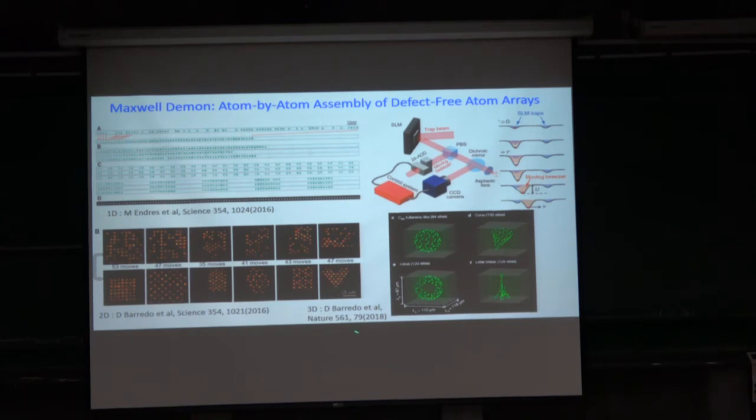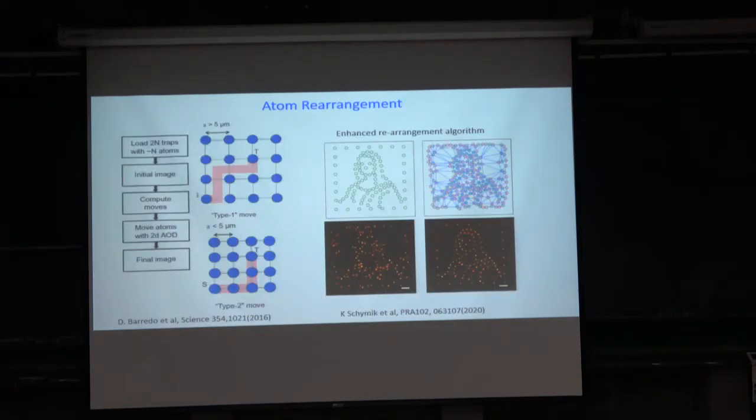And even people can use some kind of adjustable lens to trap 3D patterns like this Paris tower. Any kind of pattern you want, you can trap. And actually, this atom by atom assembly has now become quite popular. Many groups around the world are playing with this. And it's an interesting algorithm problem.